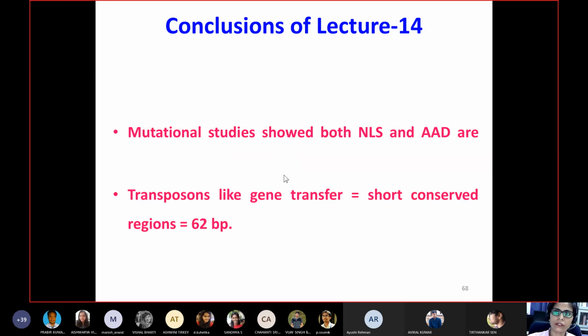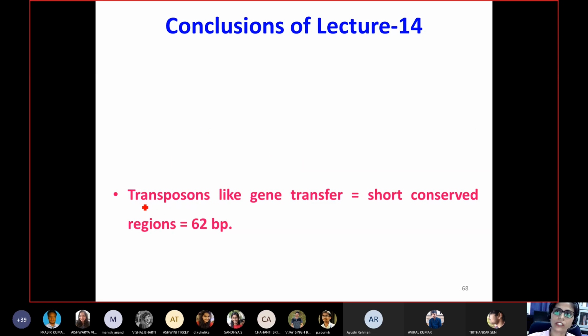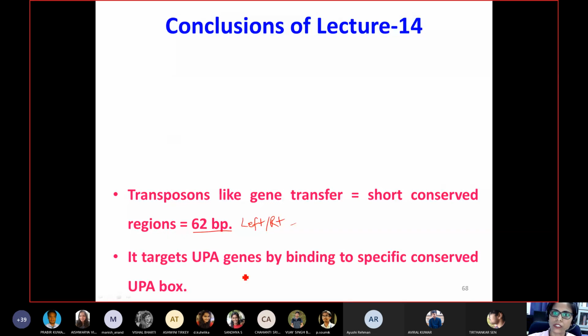Then you have some kind of transposon-like gene transfer. That means you have left and right repeats, and these were inverted repeats, as conserved as 64. That means there is a horizontal gene transfer that can happen with this. Now it targets the UPA gene by binding to specific conserved sequences of UPA boxes.